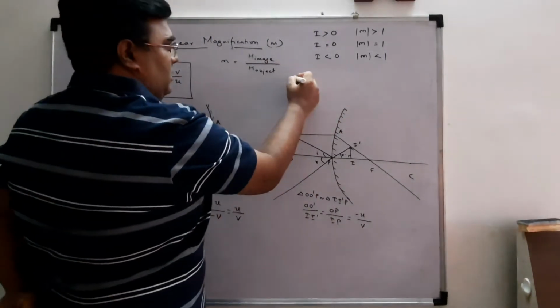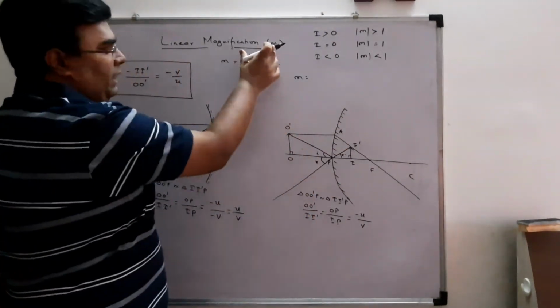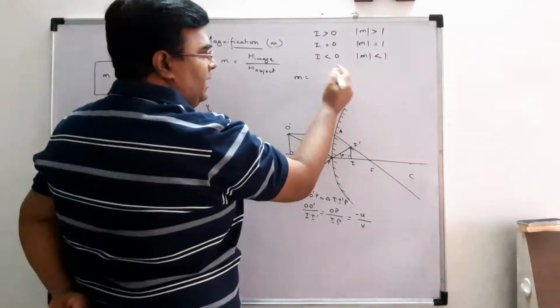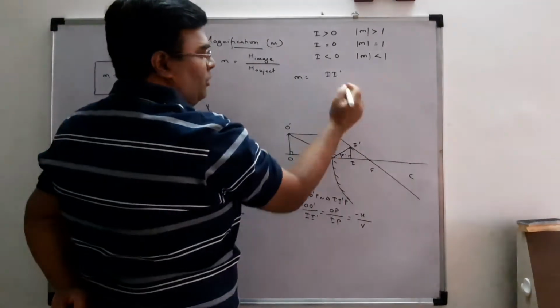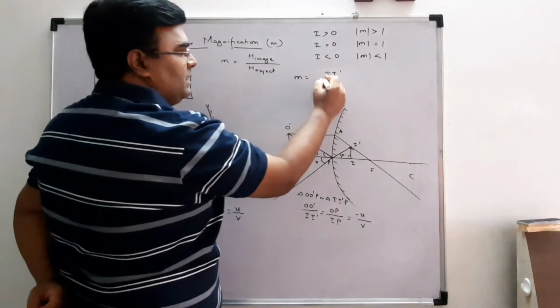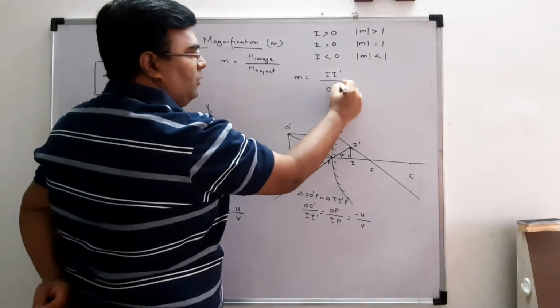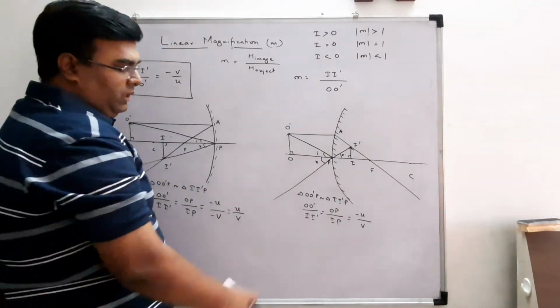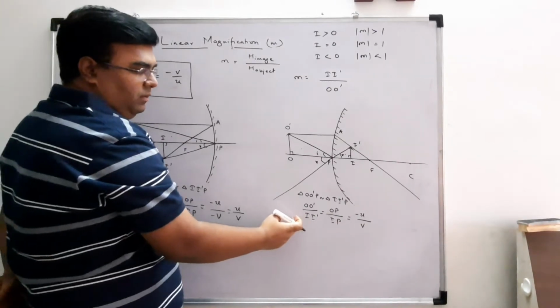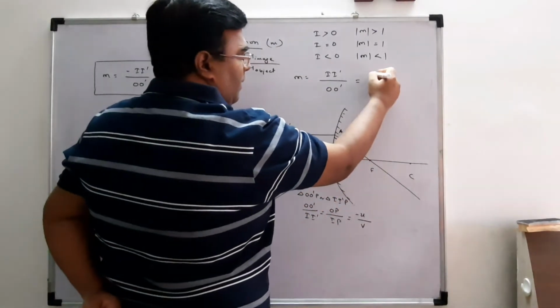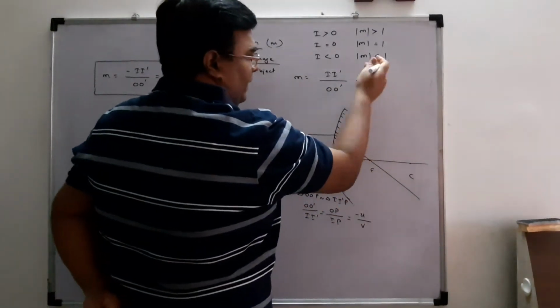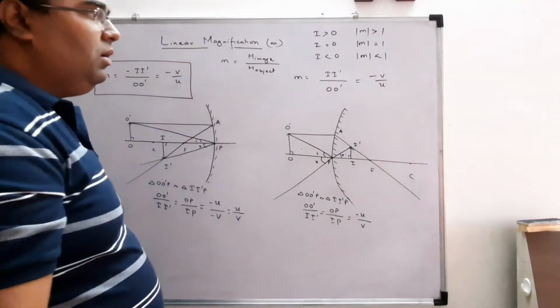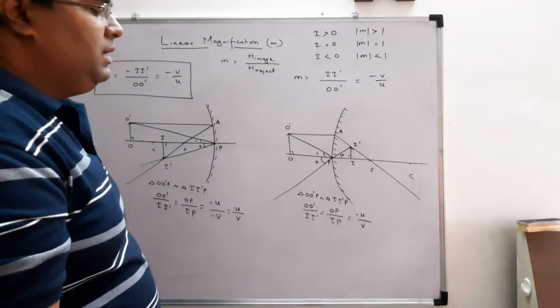Now in this case, what is my m? Height of image. Height of image is I'. I am taking it positive because it is above the axis, and O' is also above the axis. So let us just reverse this ratio. We will get the value as minus v by u. Minus sign will always remain on the top, so minus v by u.